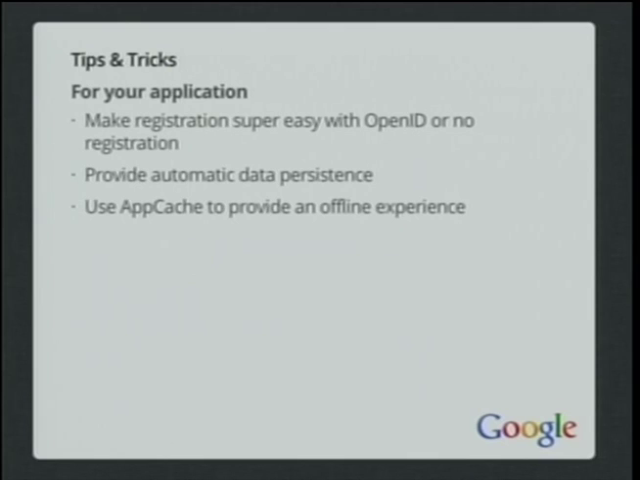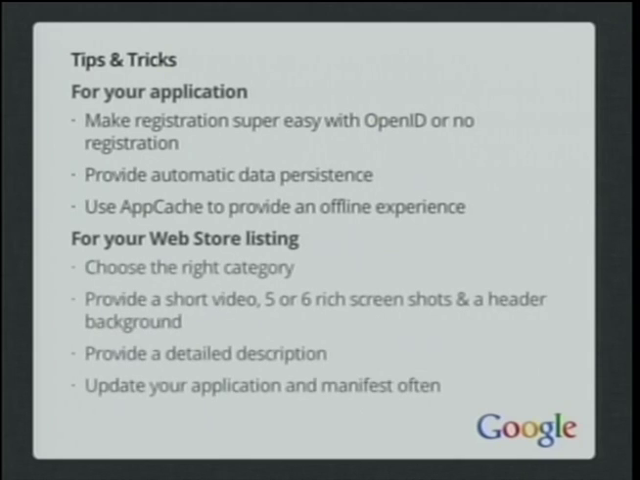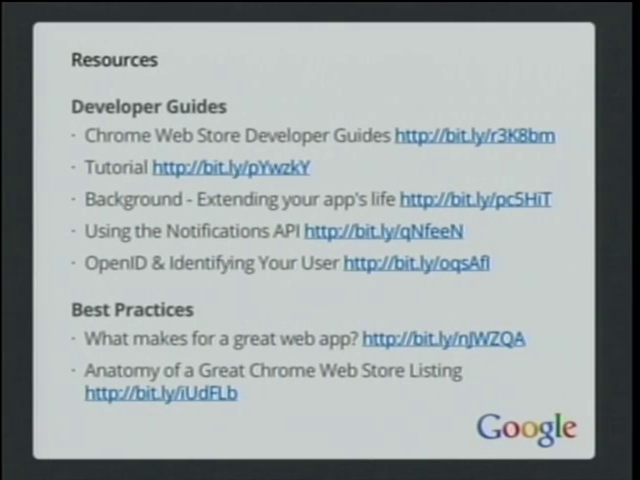So use something like OpenID that will allow you to connect through either the Google OpenID system or Facebook or Twitter or something like that, so I don't have to remember multiple passwords. Make it so that persistence is automatic, so that you automatically save stuff. Use app cache to provide an offline experience. Choose the right set of categories, so make sure that you're going into the right place. The short video, lots of rich screenshots, the detailed description.